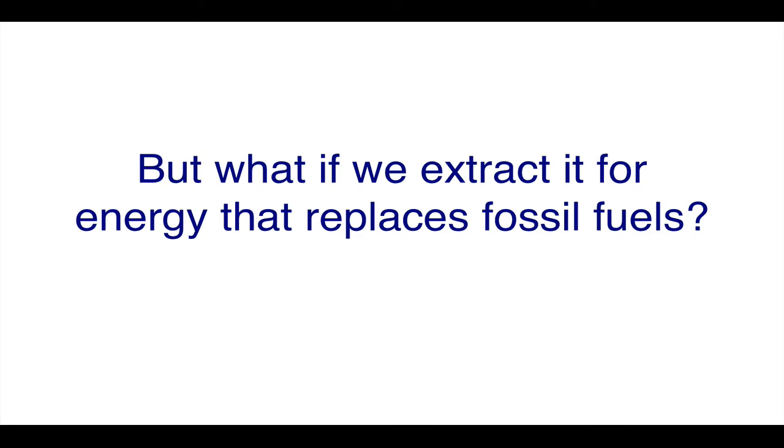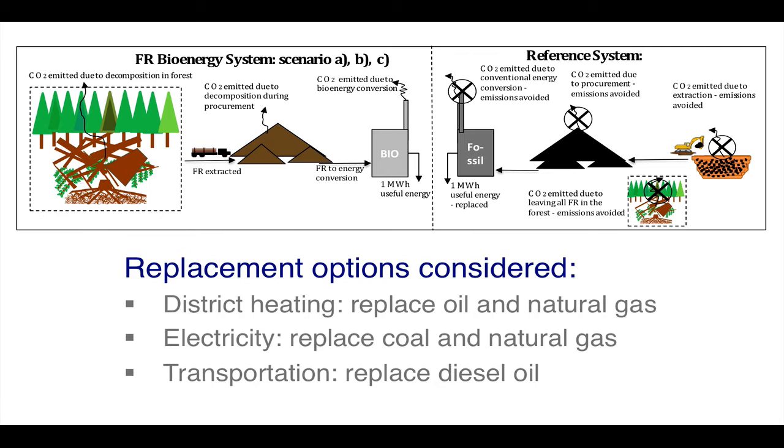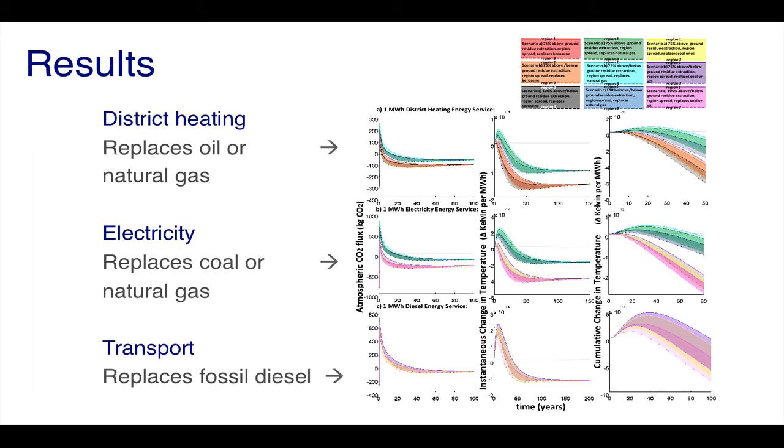But what if we extract these residues to replace fossil fuels? So this is what we consider. We consider replacing oil, natural gas, coal, and diesel oil in providing 3 types of energy service: district heating, electricity, and transportation. So here are the main net results. I realize that this is a lot of cases to take in, so we're just going to focus on the cumulative or integrated global change in temperature, which is the last column of figures, as you see here on this side.